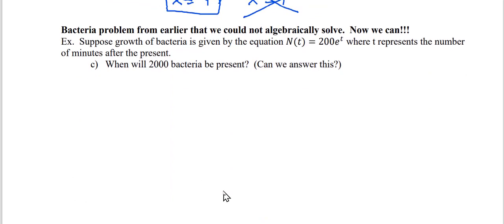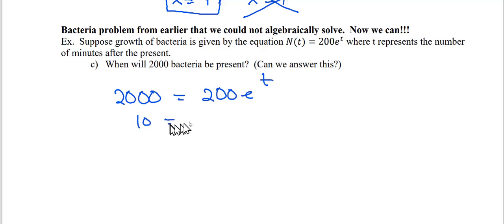Remember when we had this problem where we had 2,000 bacteria present and we wanted to know when? We came up with this equation. 2,000 equals 200 e to the t. And we divided by 200. And we got 10 equals e to the t, and we did some guess and check, right? Just plugging numbers in for t to see how close we could get.